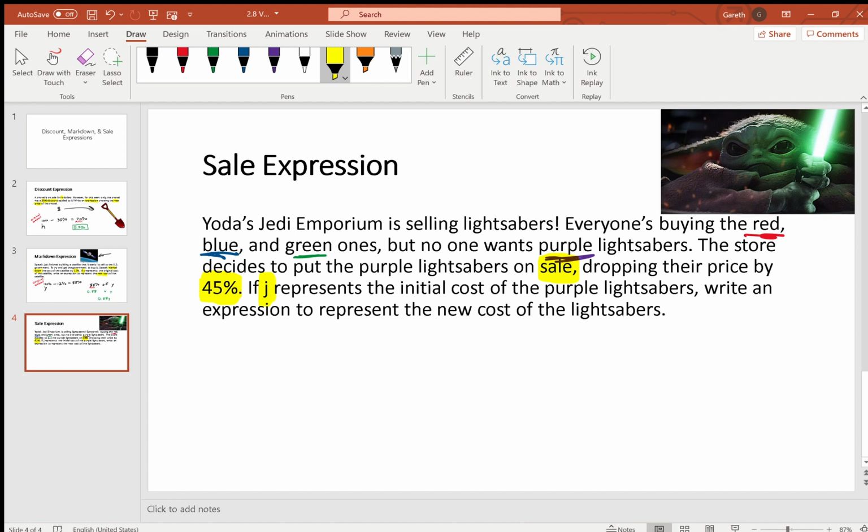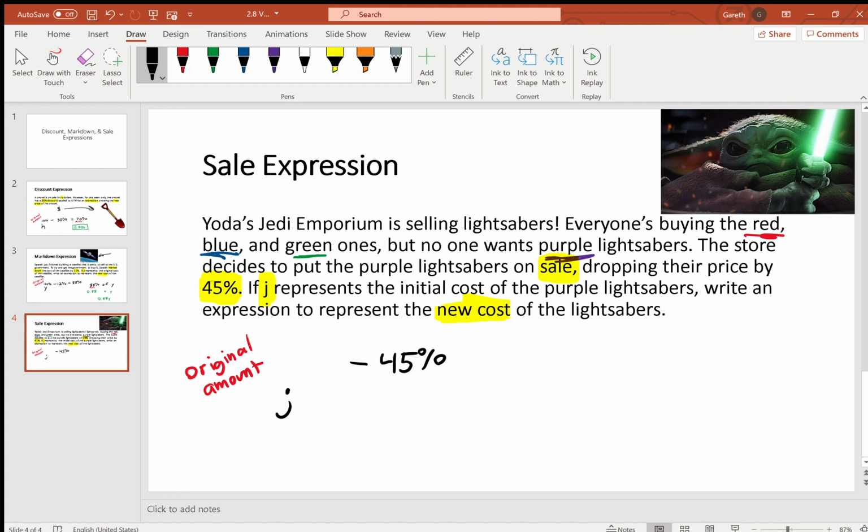If J represents the initial cost of the purple lightsabers, write an expression to represent the new cost of the lightsabers. So, once again, the original amount is J. We don't know how much that is, but it could be anything, but we know that's the original amount, J. Now, no one's buying the purple lightsabers, so the store says, okay, we're going to put them on sale. We're going to reduce the amount that they cost by 45%. This is all we need to create our expression.